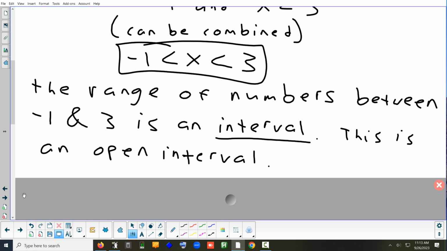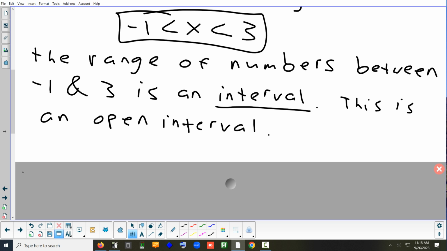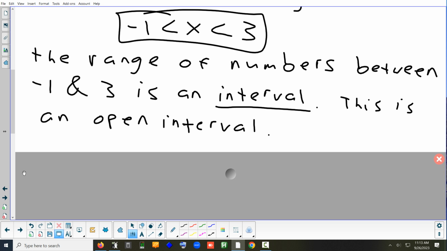But what we're going to talk a little bit more about is some different terms that apply to intervals. We're going to talk about an open versus a closed interval, and we're going to talk about a bounded versus an unbounded interval. This particular type of interval is called an open interval. It's also called a bounded interval.